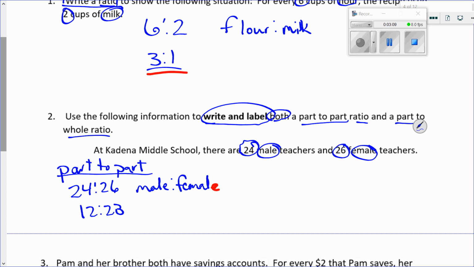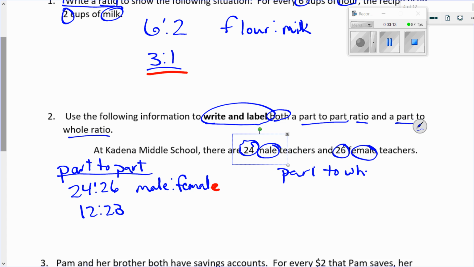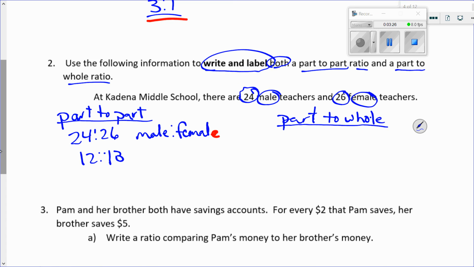Our second part is part to whole. Again, you should have labeled it. Yes, ma'am? I believe the simplified version should be 12 to 13. Oh, thank you. And one of yours pointed that out, by the way. Oh, nice. Yeah, see, every once in a while I do make mistakes, so thank you for catching that, whoever it was that caught it.